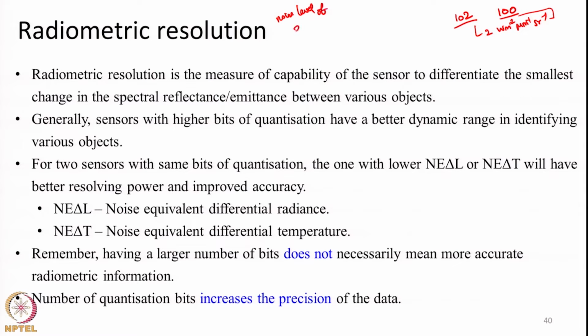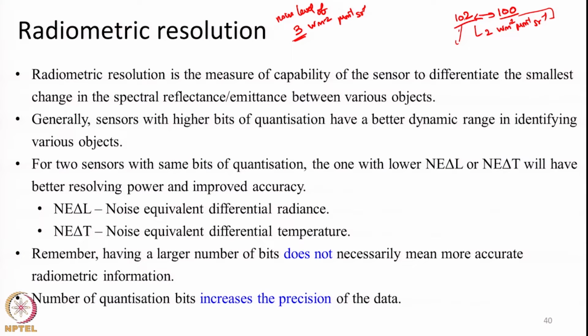let us say 3 watt per meter square. This is just a rough example I am giving; these may not be the real numbers or values, just to drive home the concept. So, the system itself has some noise which is more than the difference between these two features. What will happen essentially is that there is always a high chance that these two numbers will be recorded as one same feature, that is, we will not be able to distinguish them.